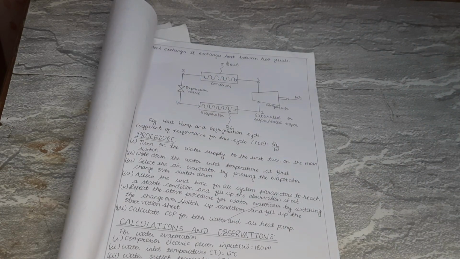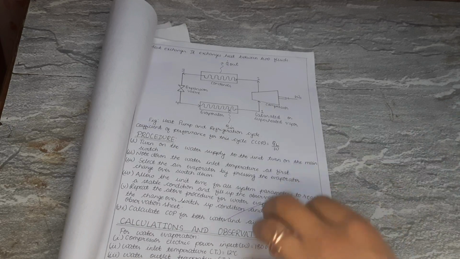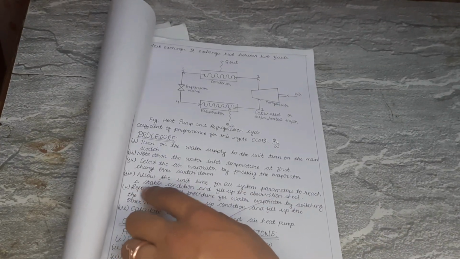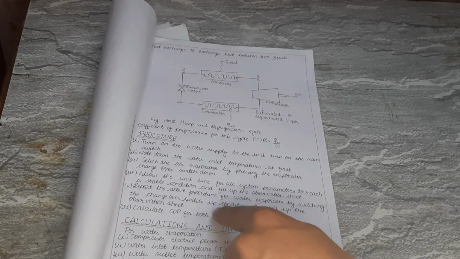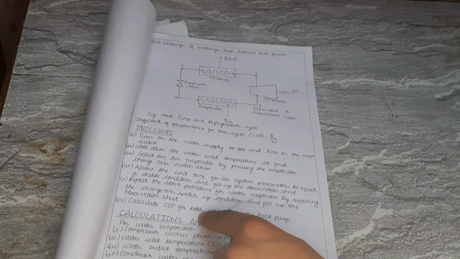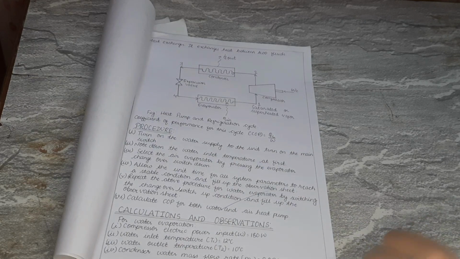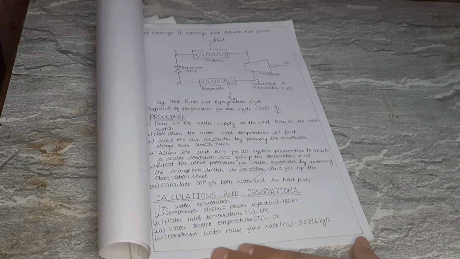First thing is we need to turn on the water supply to the unit and turn on the main switch. We need to note down the water inlet temperature at first. Select the water evaporator by pressing the evaporator changeover switch down. Allow the unit time for all the system parameters to reach a stable condition, and fill up the observation sheet. Then set the changeover switch up, and fill up the observation sheet. Then calculate COP for both water and air heat pump, right? The calculation and observation, I guess you can just do in your own lab.